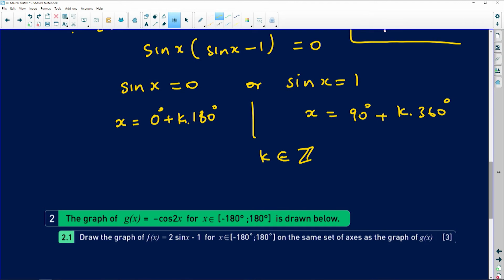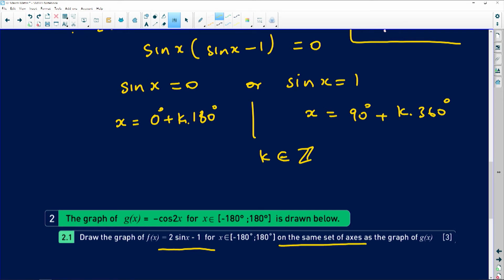Okay, cool. So now I'm going to go to the other part of this question. We're told that the graph of g of x is negative cos 2x between negative 180 and 180, and it is drawn. We can see that there. Now we are asked to draw another graph. We must draw a graph of 2 sine x minus 1 within the same interval on the same set of axes. Very important for you to keep this in mind.